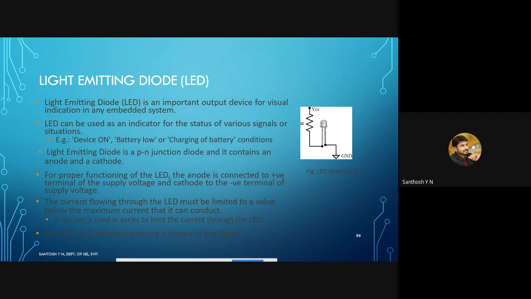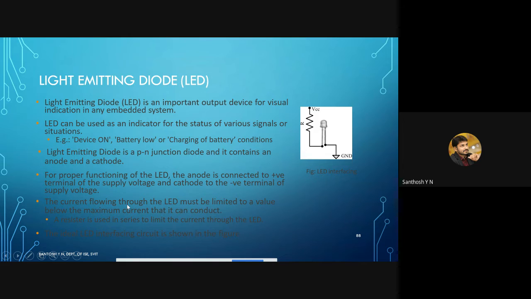The light emitting diode is a PN junction diode and it contains an anode and a cathode. So the LED has two terminals, called the anode and the cathode. Anode is the positive terminal and cathode is the negative terminal. If you want to activate this LED, then the anode terminal should be connected to the positive terminal of the battery, and the cathode terminal should be connected to the negative terminal of the battery. That is what they have given here.